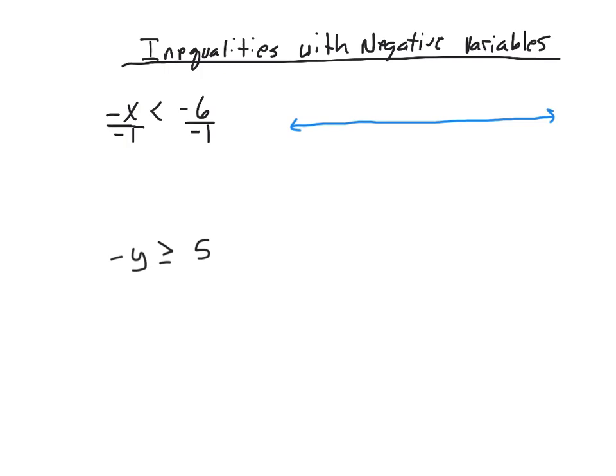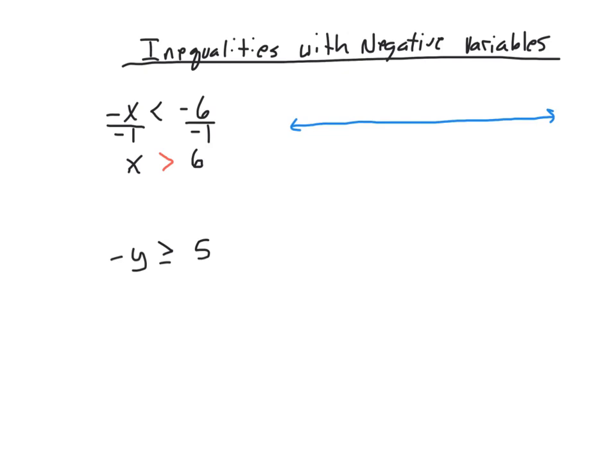When I do that, I end up with x positive, which is what I wanted, and on the other side I end up with 6 positive. Here's the problem. Is it less than? Is it greater than? What is it? Well, it turns out the rule is, if I divide or multiply both sides of an inequality by a negative number, I have to switch the direction of the inequality. Let me show you why.